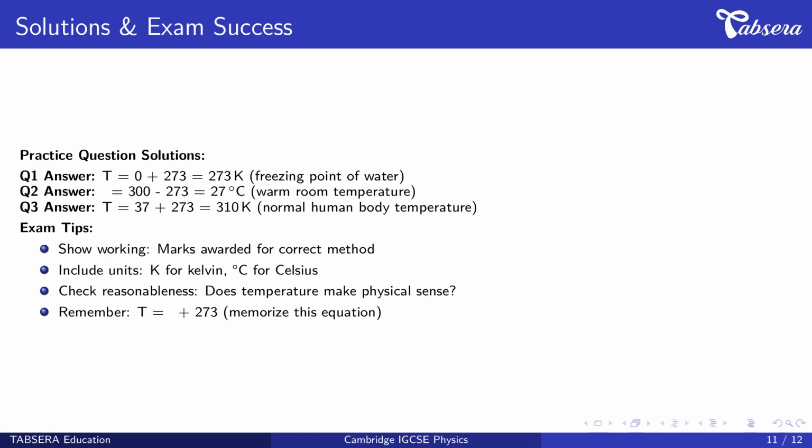Now, exam success tips. First, always show your working. Even if the final answer is wrong, you earn marks for correct method and equation use. Second, include units in every step, K for Kelvin and degrees C for Celsius. Third, check if your answer is reasonable. If you calculate a human body temperature of 3000 Kelvin, something is wrong. Fourth, memorize the conversion equation. T equals theta plus 273. This is fundamental for Cambridge IGCSE physics.